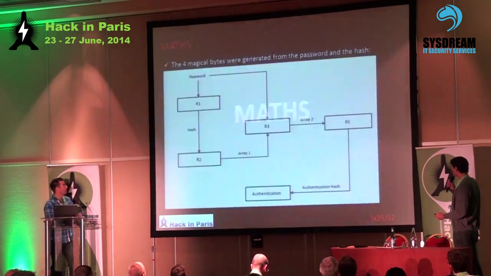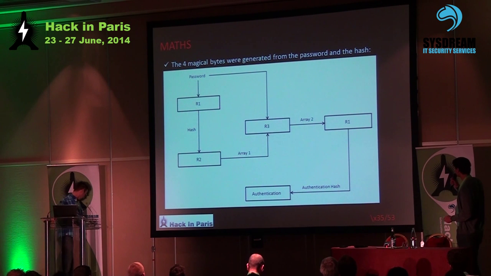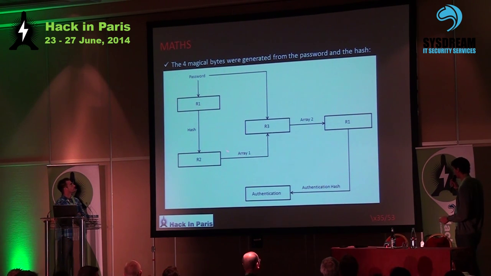Okay, maths. The four magic bytes were generated from the password and the hash. This is the graph of how the four magic bytes are somehow generated. The important thing is that array two will be created using the password in clear text and array one. And array one will be created using the hash. And the hash is known to us, so array one is known to us. So it's a static value for us.